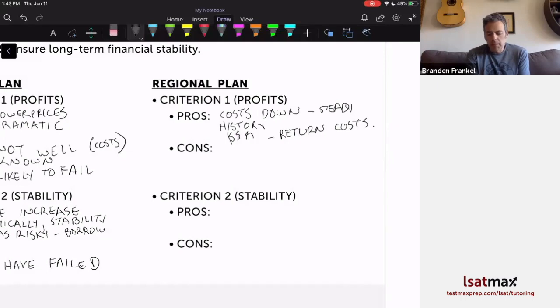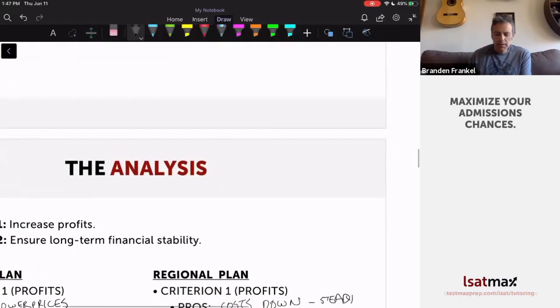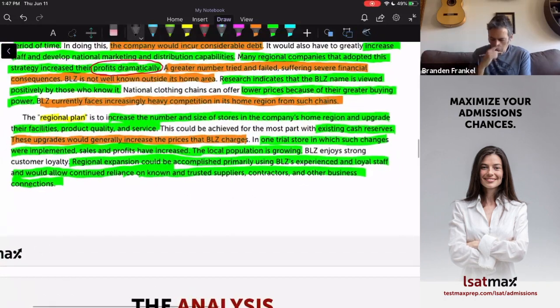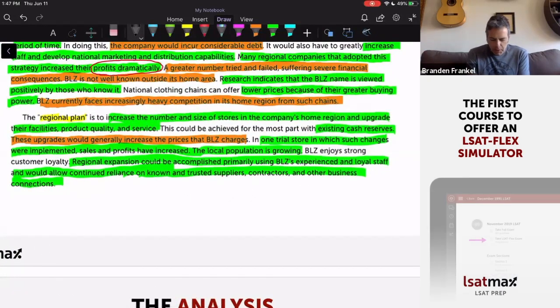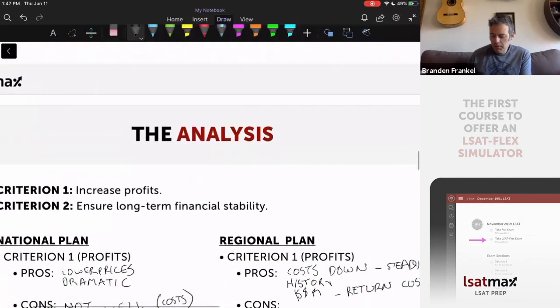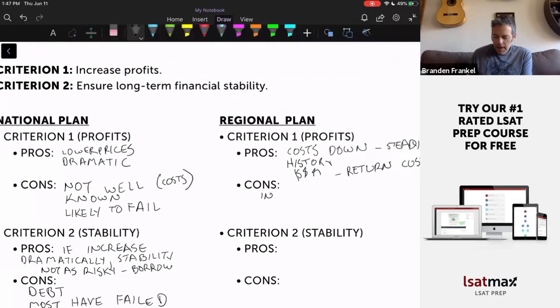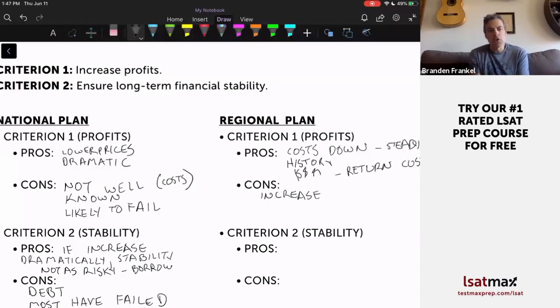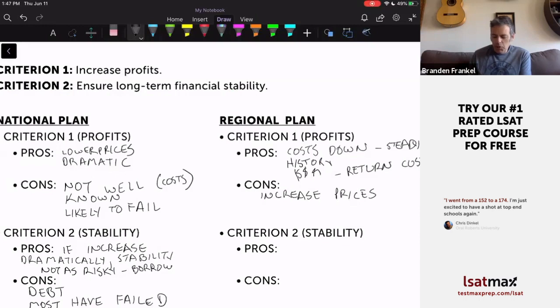Why is the regional plan bad when it comes to profits? Let's just take a look back at it. These upgrades would generally increase the prices that BLZ charges. Yeah, it seems good from the point of view of the person charging that, yeah, we can charge higher prices, but I'm always worried about that. Are you going to drive people away by charging higher prices? Who knows? And I see Brandy is saying, yeah, increased prices can make your loyal customers no longer loyal. Well, that's a problem.